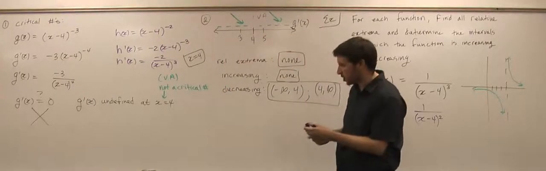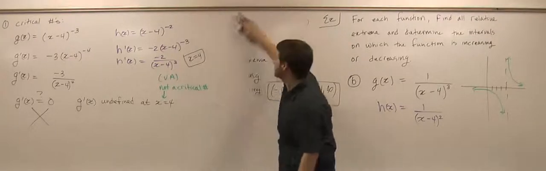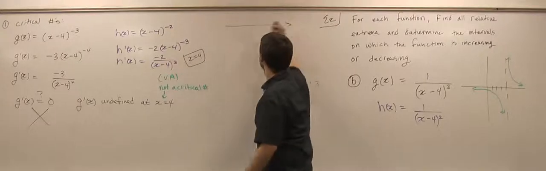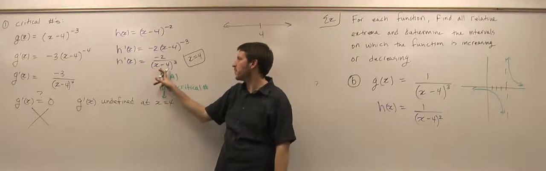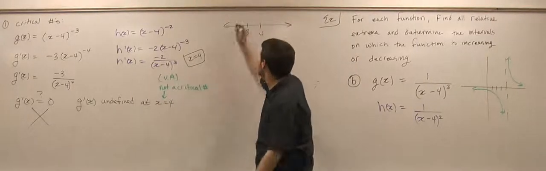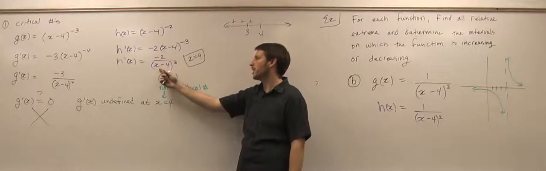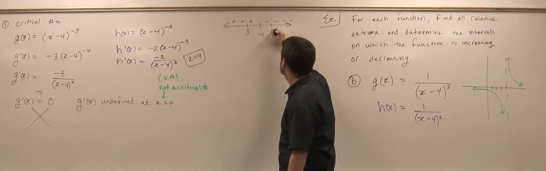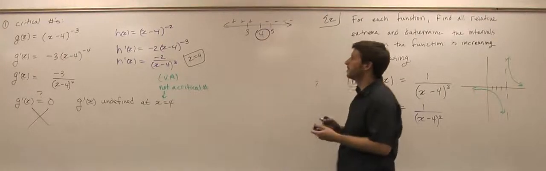But what are my tests going to show? Positive and negative. Yeah, so now my tests are going to flip. I have 4. If you plug in something to the left of 4, like 3, this will be negative on the bottom and negative on the top, so positive. If you plug in something to the right of 4, like 5, positive on the bottom, negative on the top. So I do actually flip here on this one.